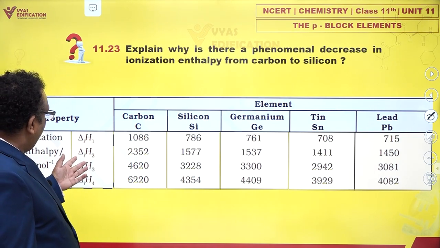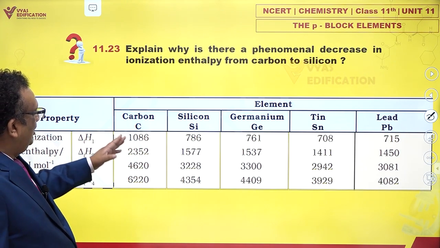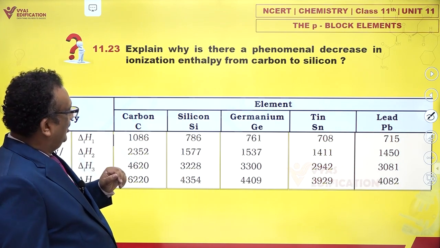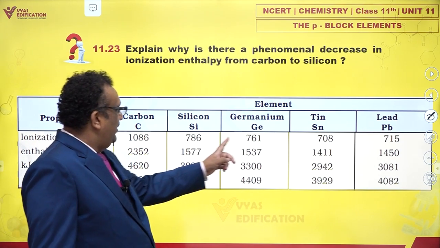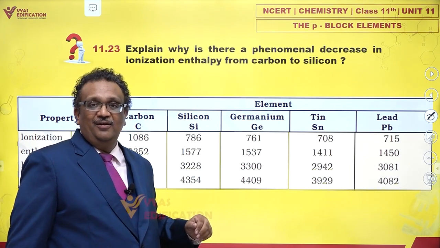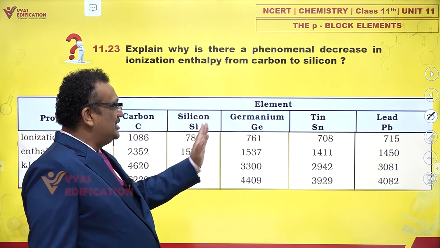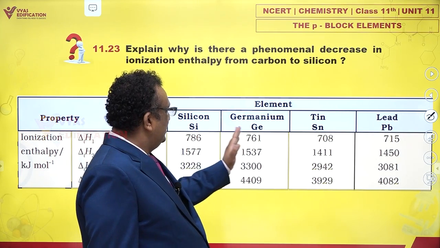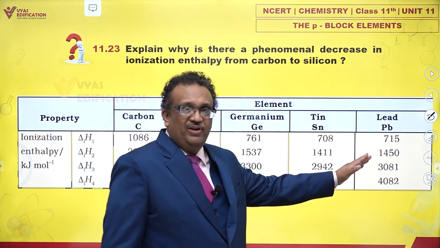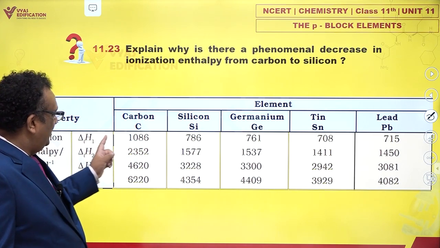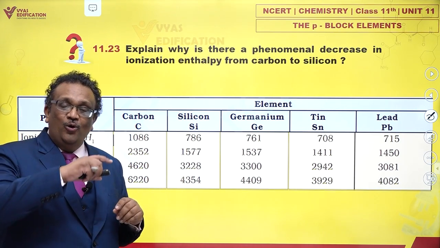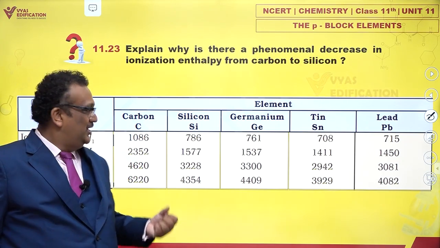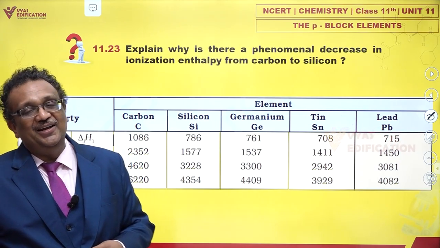The same can be compared by data also. Carbon to silicon, 1086 to 786. This is a sharp fall of 300 kilojoules per mole. Germanium is barely 27. 300 and the difference is just 27. This difference again, see 786, 761, 708, 715. They're all close by, and this difference is very sharp because only 8 protons added and 1 extra shell, you're going away and not attracting as much, and that is why a sharp decrease in ionization energy.